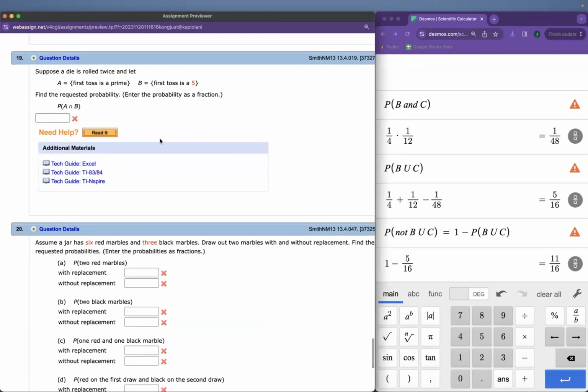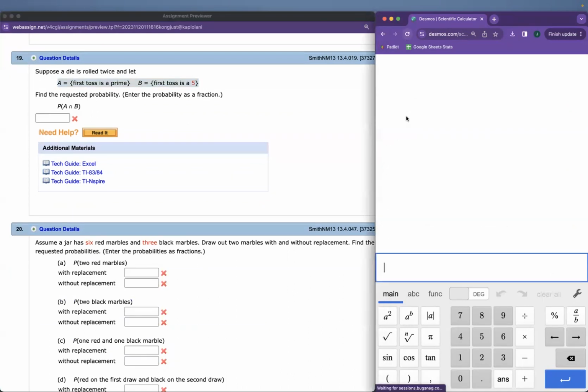Okay, last 2. Suppose a die is rolled twice. And let A be that the first toss is prime, B be that the first toss is a 5. Well, this is both referring to the first toss, right? So even though it's rolled twice, it actually doesn't matter. I don't even care about the second die roll. I'm just looking at the first die roll. It's probability of A and B.